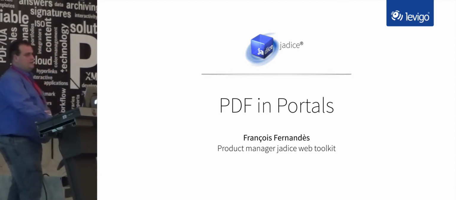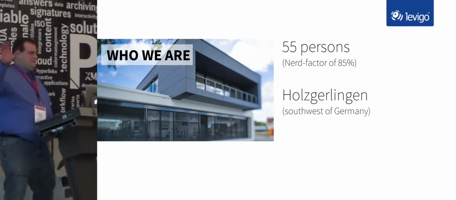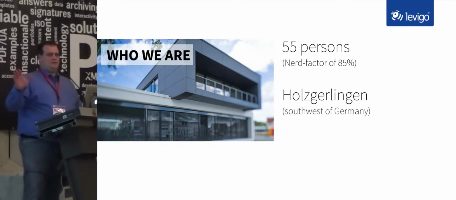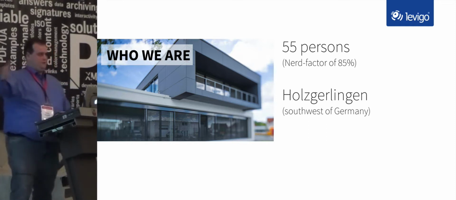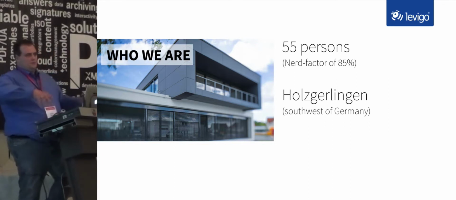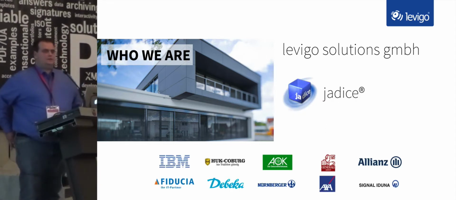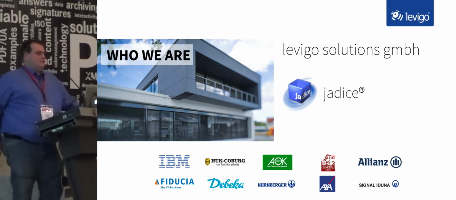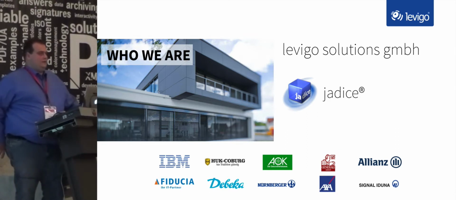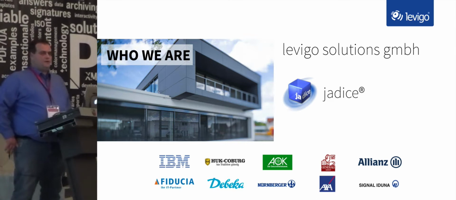A little bit of background of the company that I'm working for. We are 55 persons, and I'm proud to say that we have a nerd factor of 85%. If you've ever seen Big Bang Theory, we have characters that match up with all the characters in the Big Bang Theory. We're located in Holzgerlingen in the southwestern part of Germany. We're split up into multiple divisions within levigo, and the division that I am working in is called levigo Solutions GmbH. We're doing software for ECM, DMS systems, basically everything in Java. And this is very important for us: made in Germany and engineered in Germany. Every line of code in our products is written at our location in Holzgerlingen.